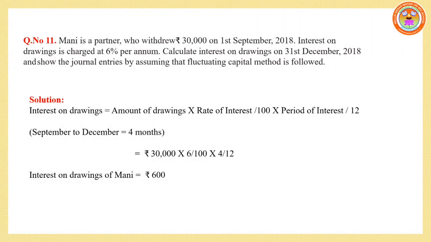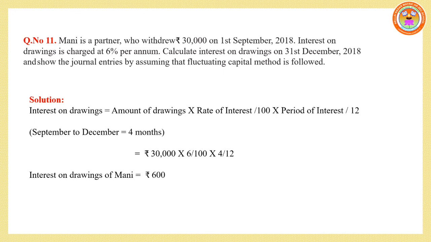Mani is a partner who withdrew rupees 30,000 on 1st September 2018. Interest on drawings is charged at 6% per annum. Calculate interest on drawings on 31st December 2018 and show the journal entries, assuming that the fluctuating capital method is followed. So they asked us to calculate interest on drawings for Mani. So it is a direct method. What's the formula for the direct method for calculating interest on drawings? Amount of drawings into rate of interest by 100 into period of interest by 12.